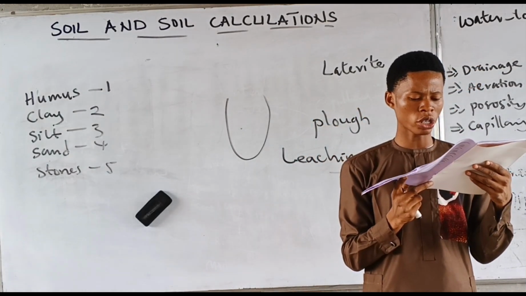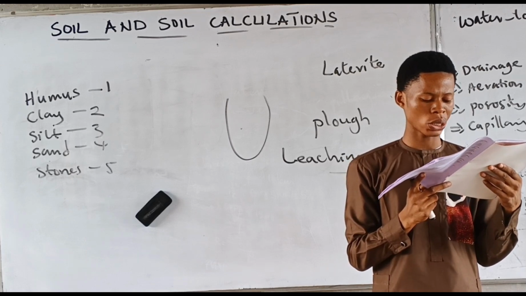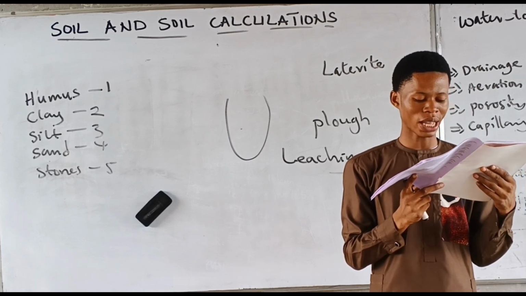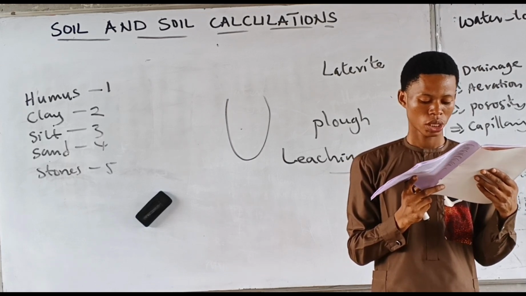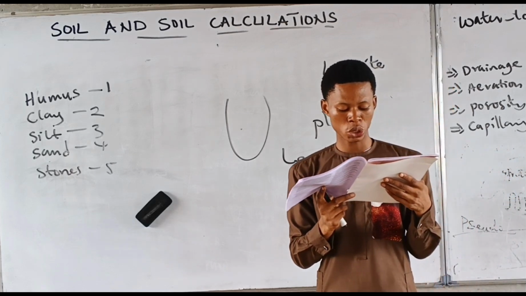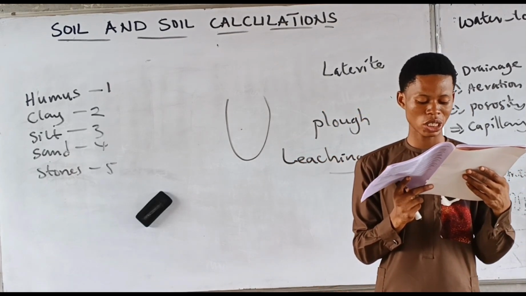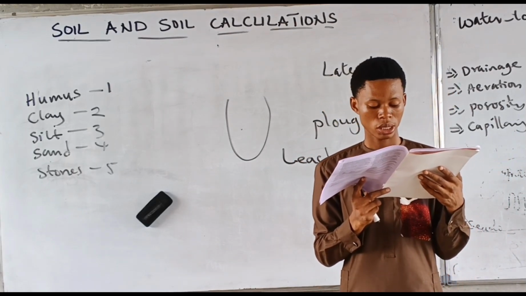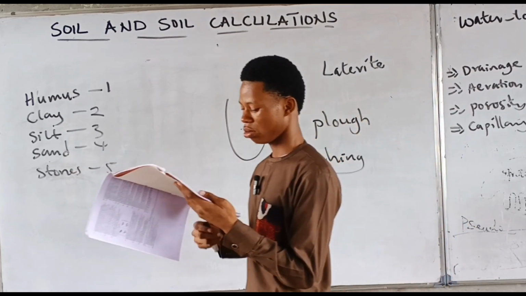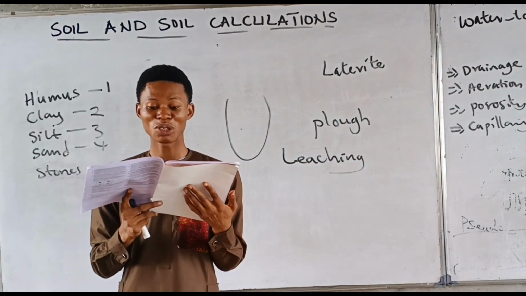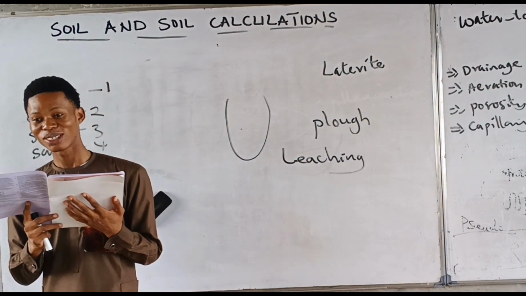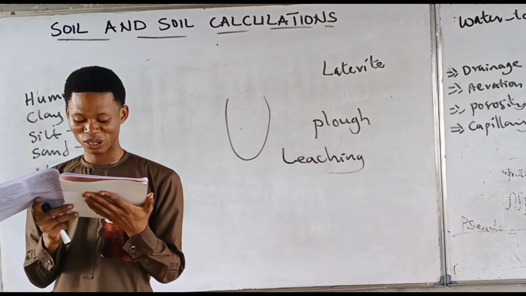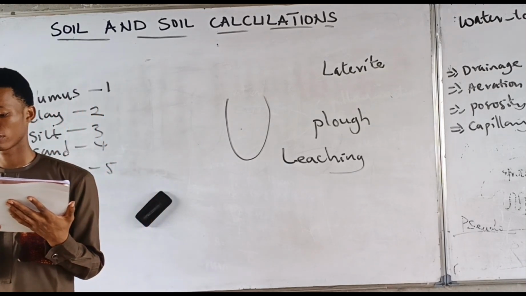The increasing order of the particle size in the following soil types is dash. So they put clay, sand, silt, gravel. It means the answer is on the board. So what's the answer?